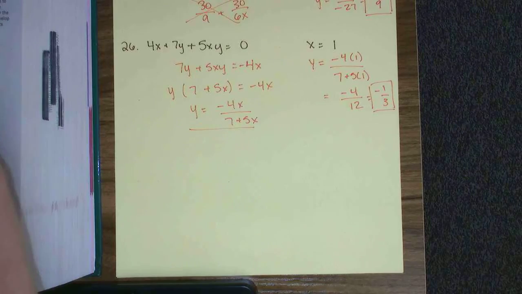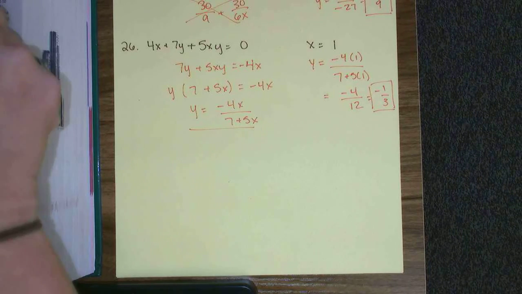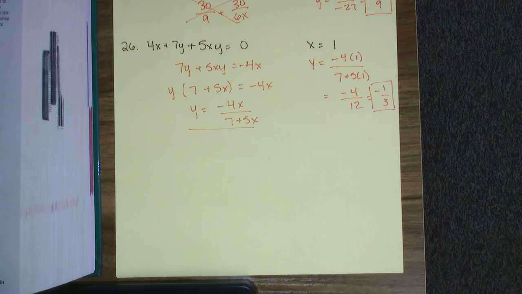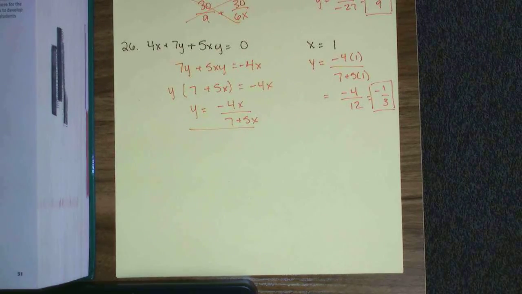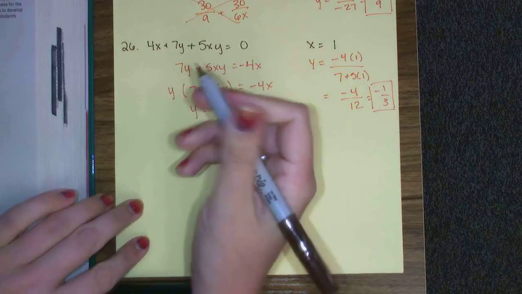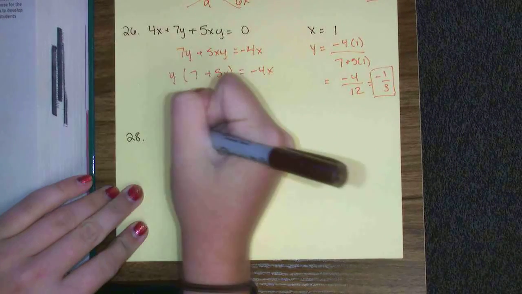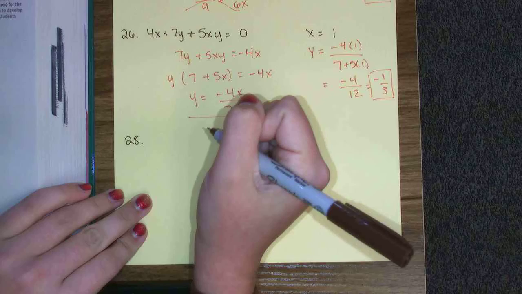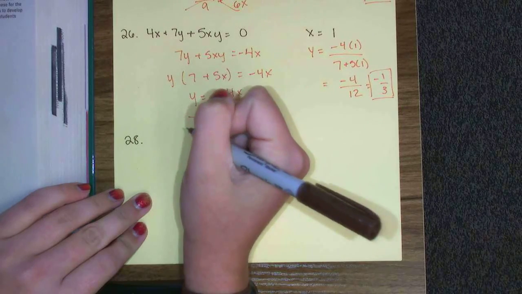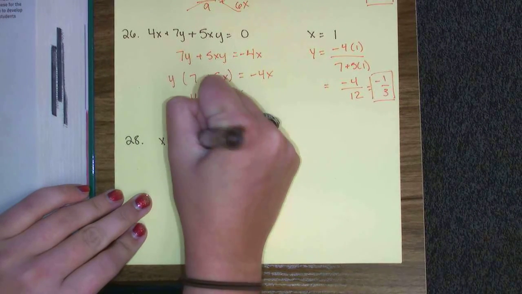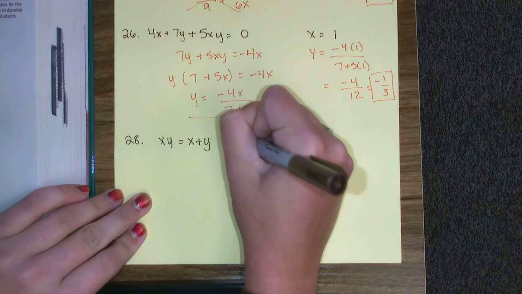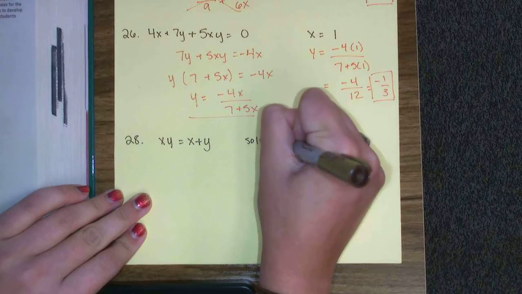Alright, the last thing we need to do is number 28. We're not actually plugging anything in at this point. We're solving for the indicated variable. We're not plugging anything in at the end. We're just solving for the variable. xy is equal to x plus y, and we're solving for y for this one.